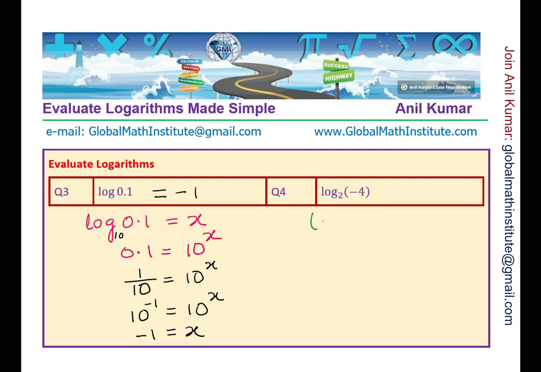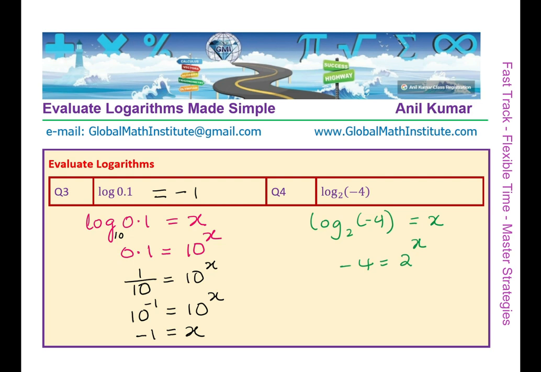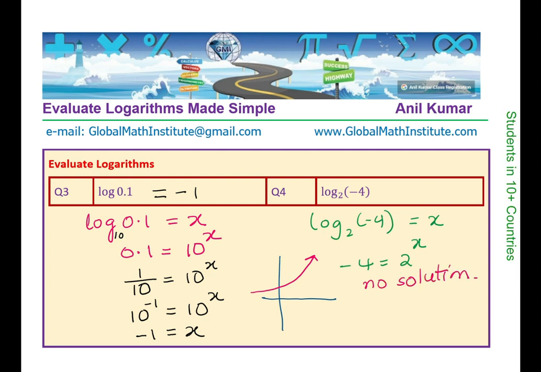Next question is interesting. We have log to the base 2 of minus 4. If I write this equal to x, what do I get? I get minus 4 is 2 to the power of x. Now, is that possible? Well, 2 to the power of x is a graph which is always increasing and is greater than 0. So for this, we have no solution. Perfect. This reminds you that the y value for an exponential function is always greater than 0. We cannot have a negative value. Perfect.